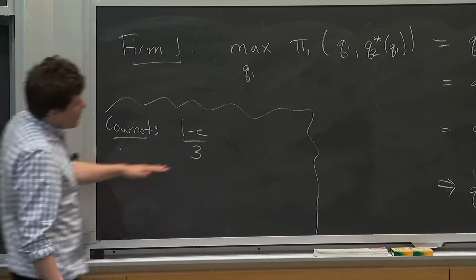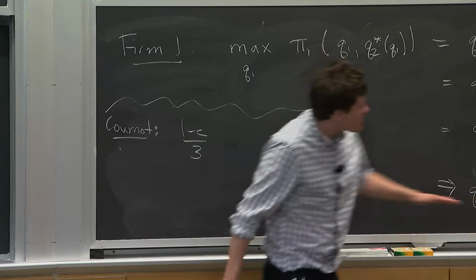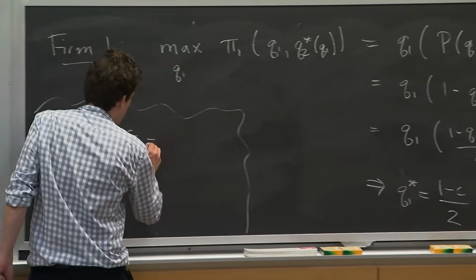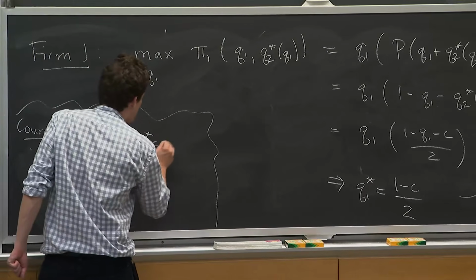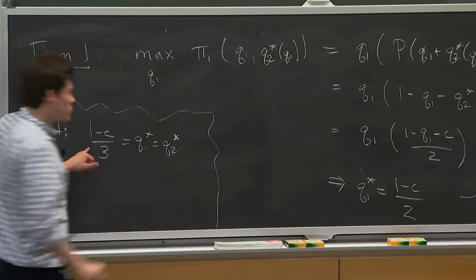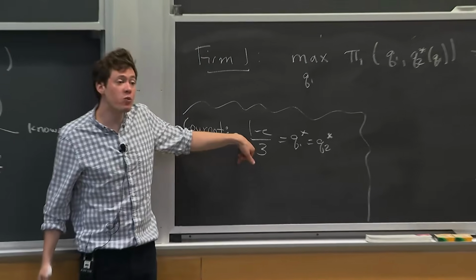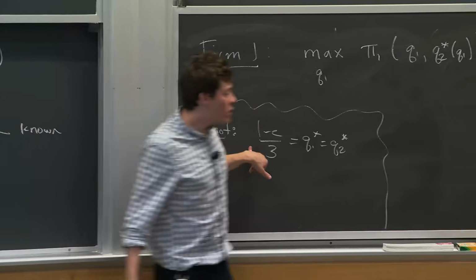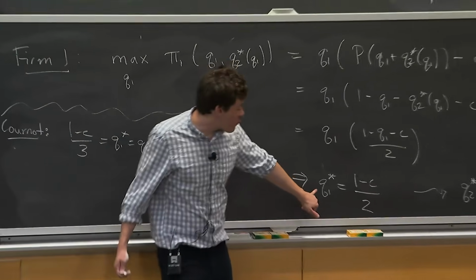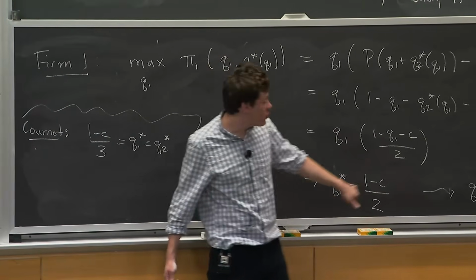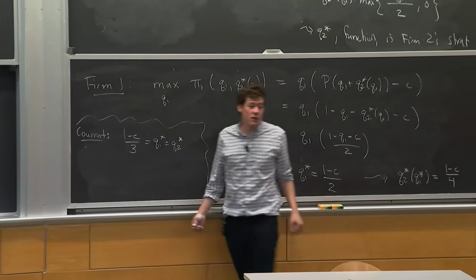So can anyone comment on the differences here? So in Cournot, q1 star equals q2 star equals 1 minus c over 3. So when the firms moved simultaneously, they both produced 1 minus c over 3. When the firms moved sequentially, firm 1 produced 1 minus c over 2, and firm 2 produced 1 minus c over 4.